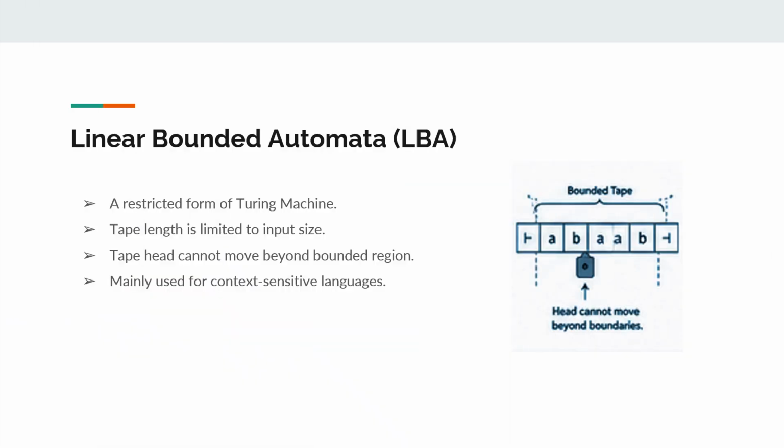Now let us move to linear bounded automata, or LBA. An LBA is a restricted form of Turing machine. Unlike a normal Turing machine, its tape size is limited according to the input length. It is mainly used to recognize context-sensitive languages.